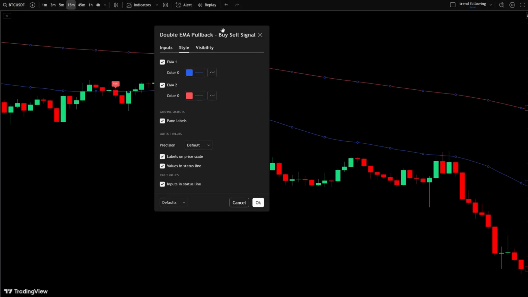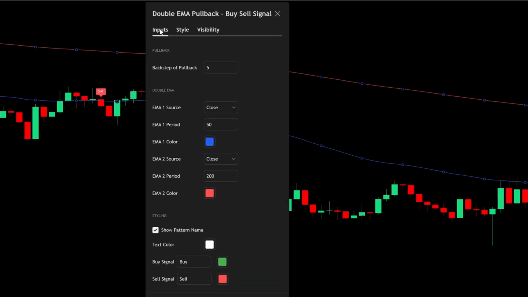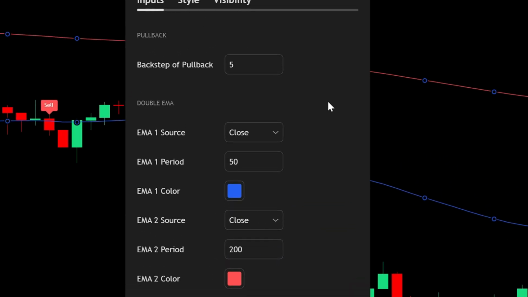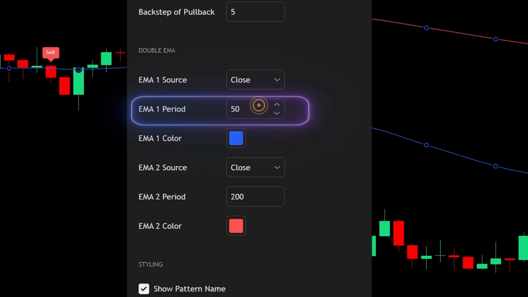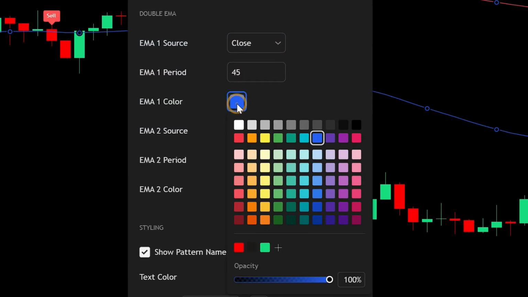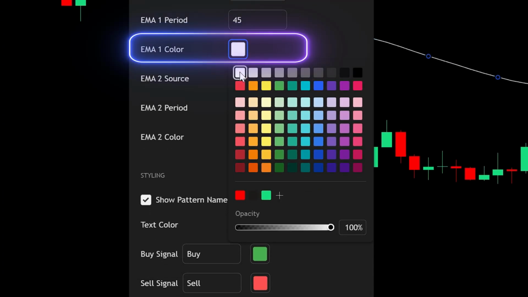First, let's tune the engine. Double-click on the indicator line to open the settings. Go into the Inputs tab. I want to change the fast EMA period to 45. This is the sweet spot. It makes the line sensitive enough to catch the move, but smooth enough to ignore small bumps. Change the color to something bright, like white.